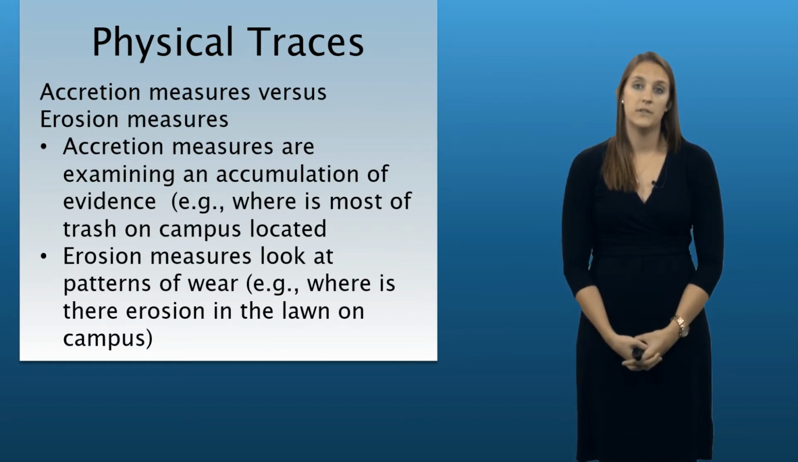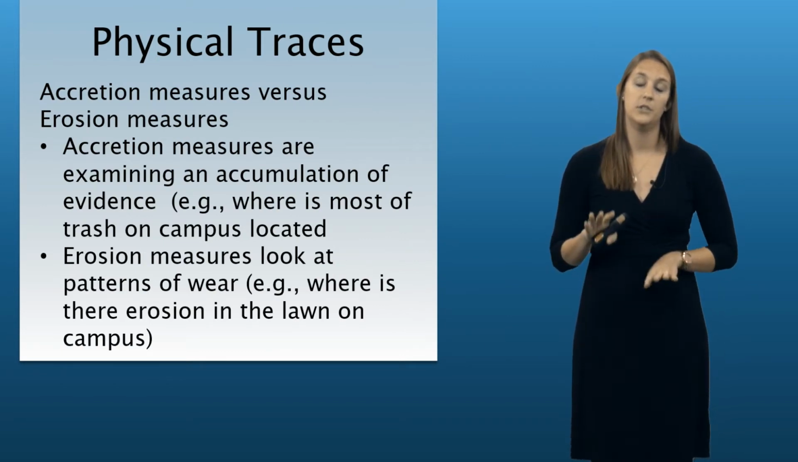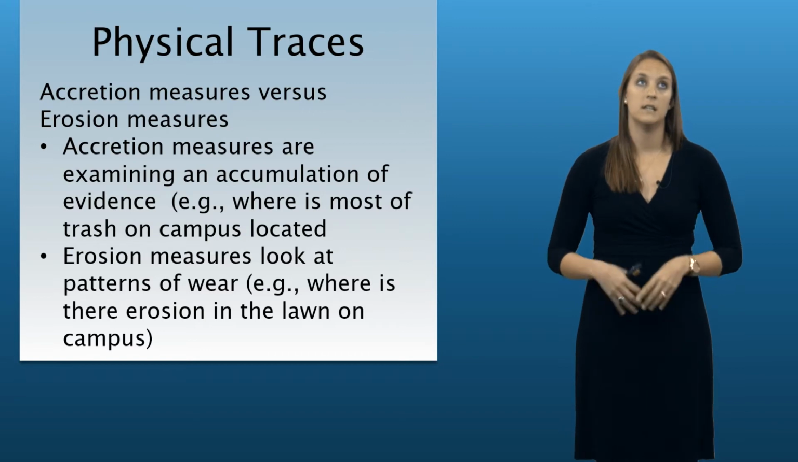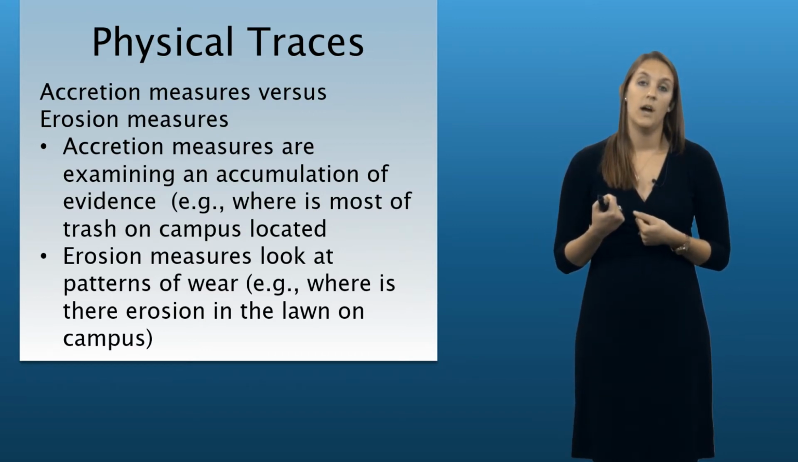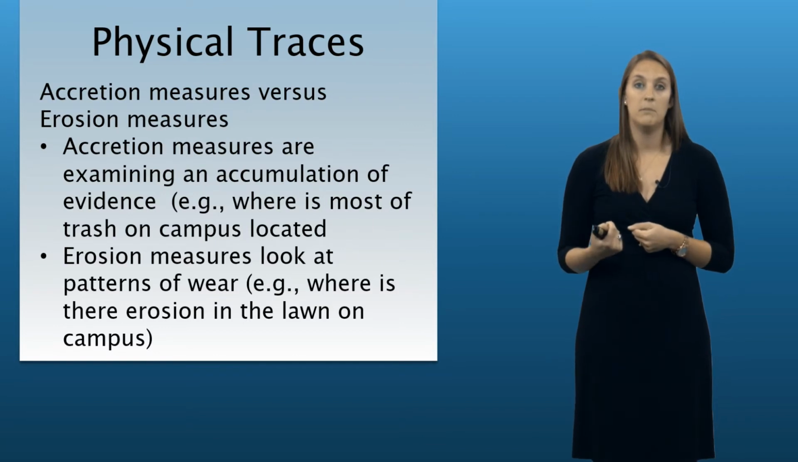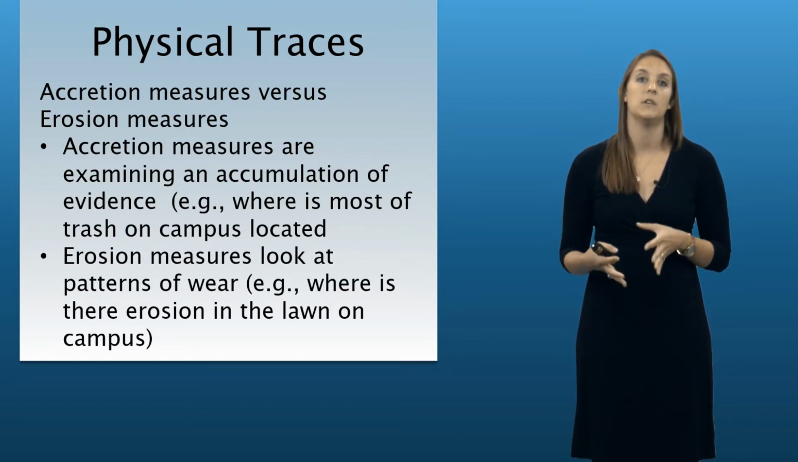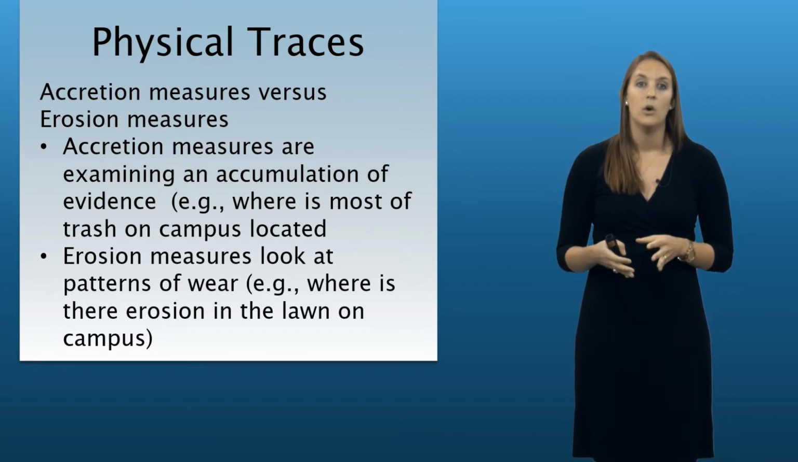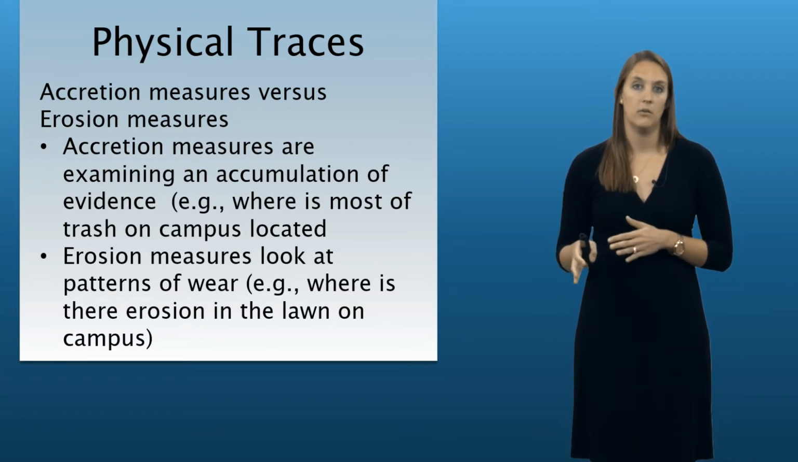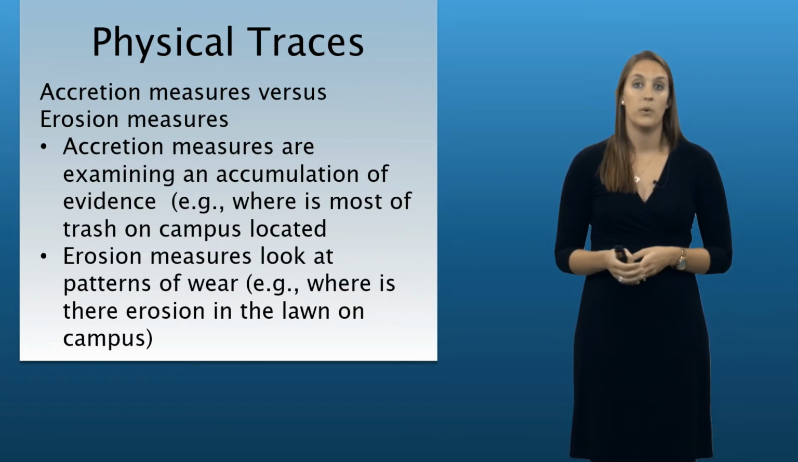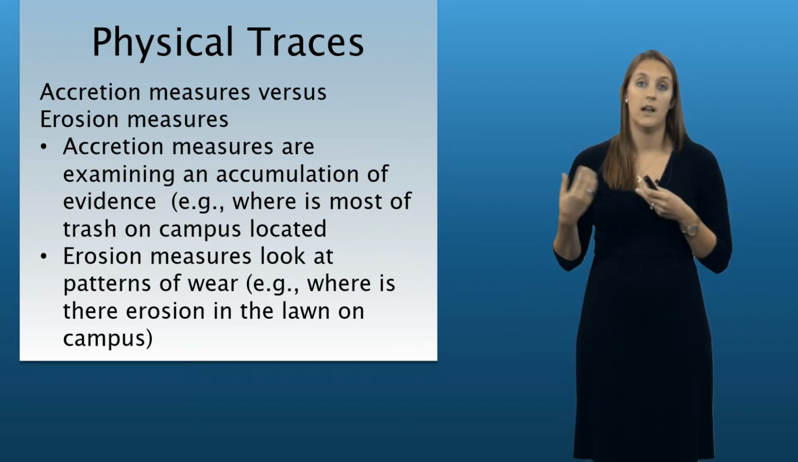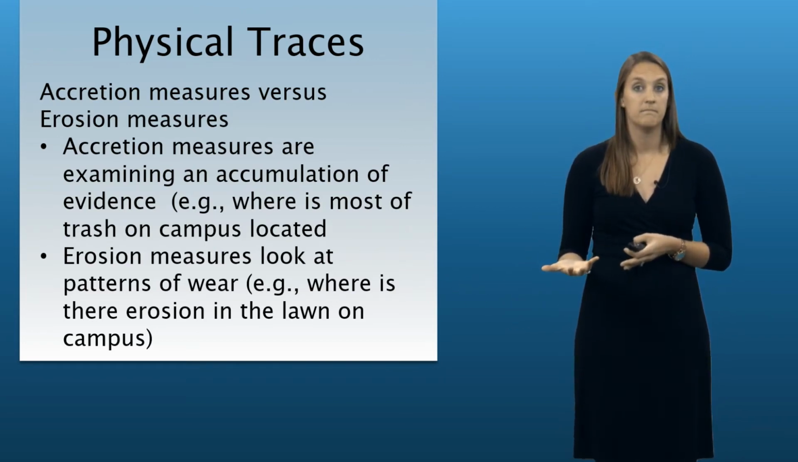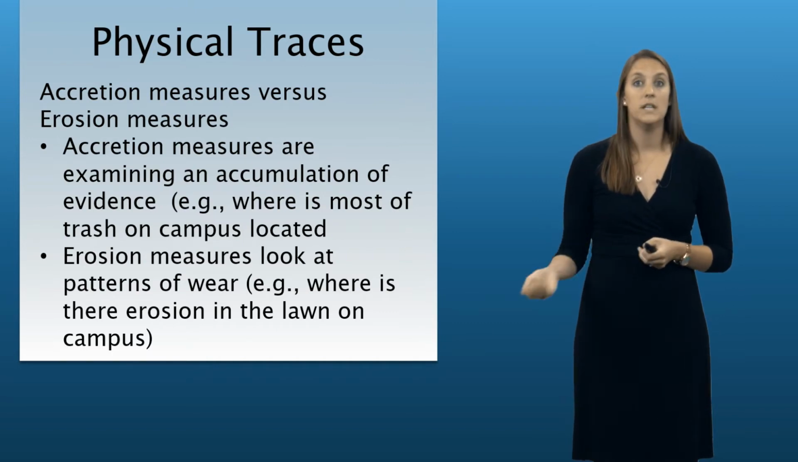You can also break physical traces down in two other ways, and that's whether it's a leaving behind of something or a wearing away of something. So an accretion trace measure is one where we're looking at an accumulation of evidence. This would be, where is most of the trash on campus located? That might tell us where some of the most frequent eating spots are, if we see a lot of food trash there. Erosion measures are really just the opposite.